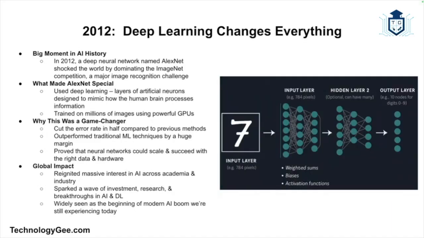Fast forward to the year 2012, and deep learning changes everything. So in 2012, a neural network called AlexNet crushed the ImageNet competition, which was an actual challenge where computers try to identify objects and images. And AlexNet used deep learning, which is a type of machine learning that mimics the human brain using layers of artificial neurons. Now, why was this a big deal?